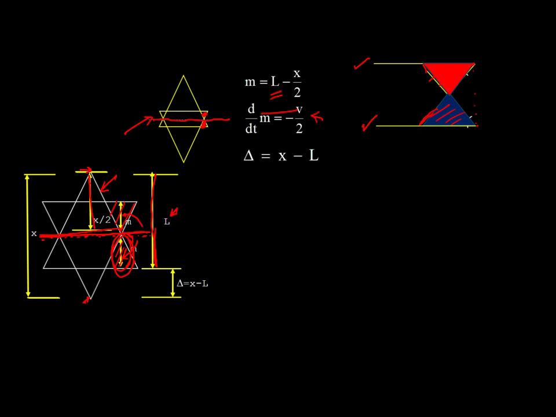Similarly, delta is this distance, which is x minus L. And if we differentiate this, we'll get d by dt of delta equal to v. dx by dt is v, and L is constant.